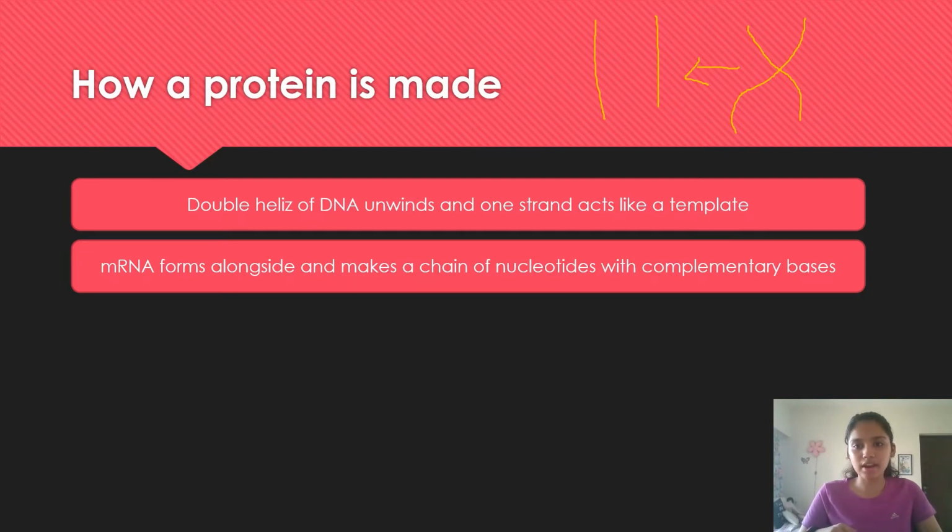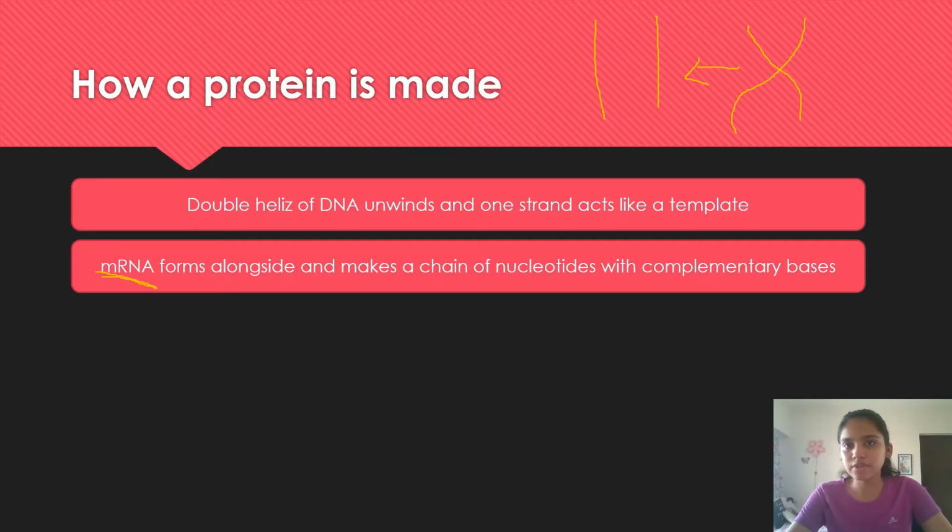What is mRNA? mRNA is messenger RNA. RNA is ribonucleic acid. M is messenger. Remember, m is always small, RNA is big. So mRNA is basically one strand only, it is just one strand, and it forms alongside.